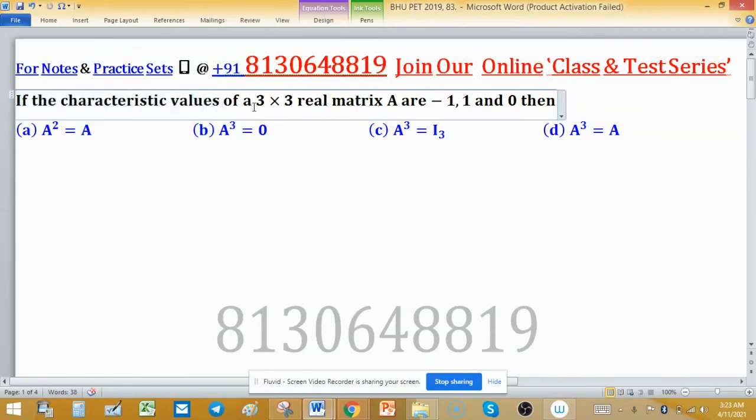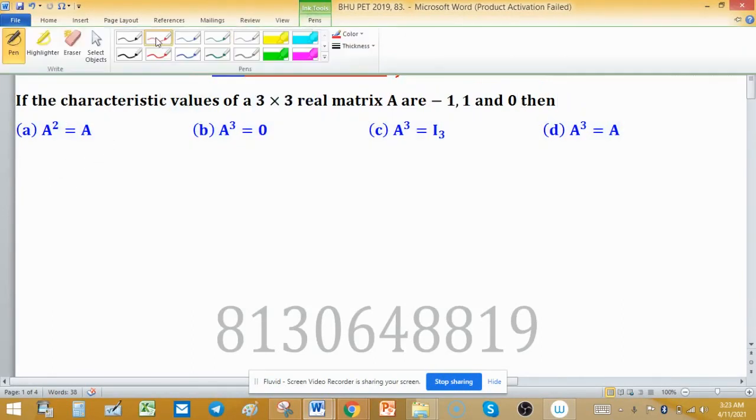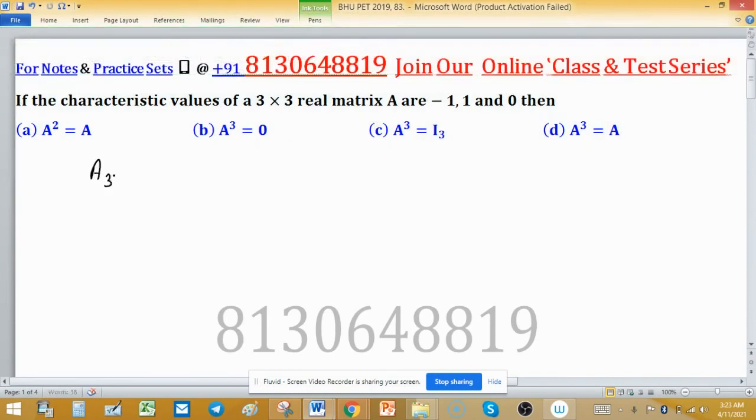If the characteristic values of a 3 by 3 real matrix A are minus 1, 1 and 0, then which option is correct? The matrix A is of size 3 by 3 and the eigenvalues of this matrix are 1, minus 1 and 0. If the eigenvalues of a matrix are given, then maximum information is given to us. If all eigenvalues are known, then we can write the characteristic polynomial as x minus 1, x plus 1, x. This is the characteristic polynomial.